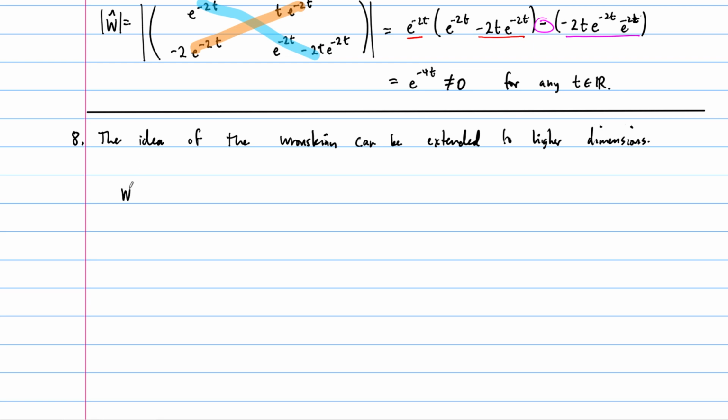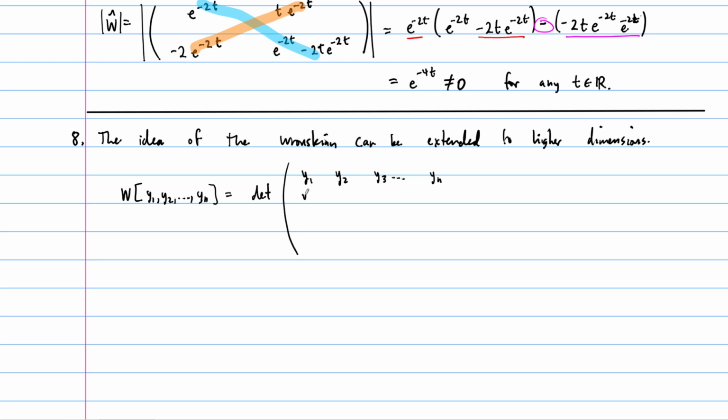So here's how it works. The Wronskian of y1, y2, all the way up through y sub n. So we can do this for n functions. This is going to be equal to the determinant of the matrix. So the Wronskian as a function, right? The matrix whose first row is just those functions: y1, y2, y3, all the way to yn.